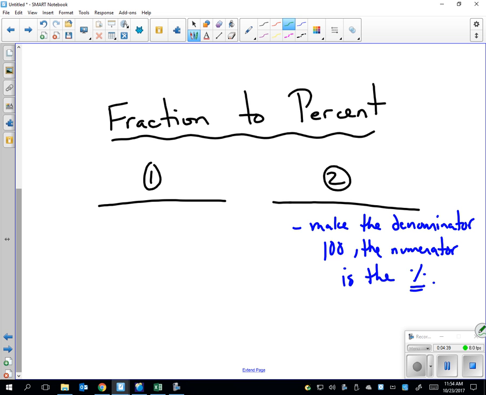What about this one, Leah? What would be the default go-to for turning it into a fraction into a percent? Turn it into a decimal, please. Yeah. All I have to do is go from fraction to decimal.